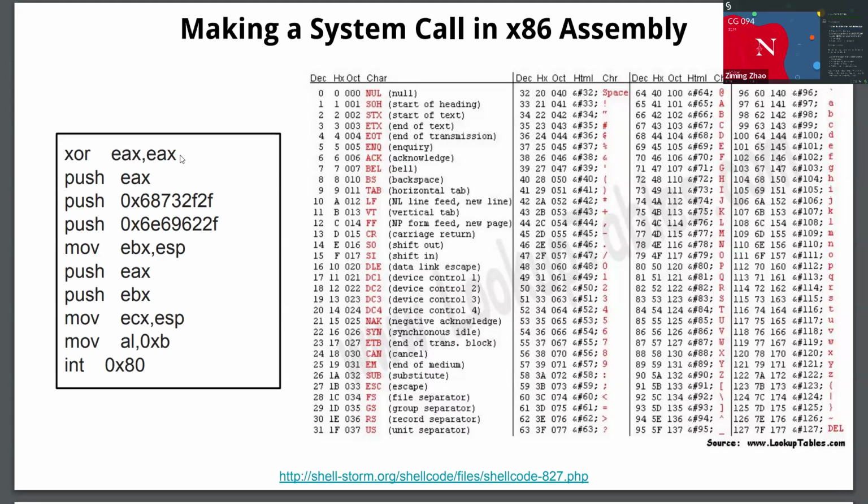Then we push EAX to the stack. EAX has a value 0. In this case, EAX actually has 4 bytes. So we're pushing 4 bytes of value 0 to the stack. Now after that, we're pushing 2 weird numbers. Can you guess what those numbers are?